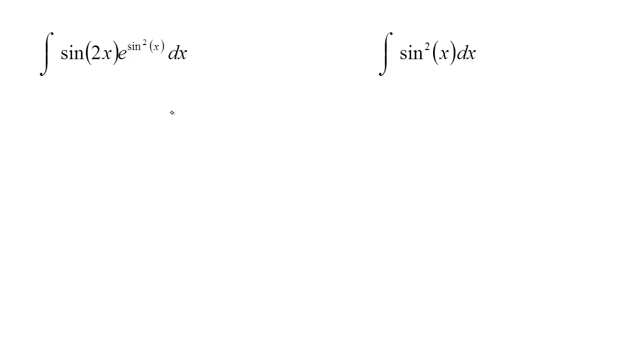Sometimes you have to try rewriting the problem in order to be able to do it. In this problem we have sine 2x and then we have e to the sine squared x. And right off the bat I see this mismatch: we have sine of plain x, but then we have 2x inside this other trig function. So what I want to try to do is maybe simplify that.